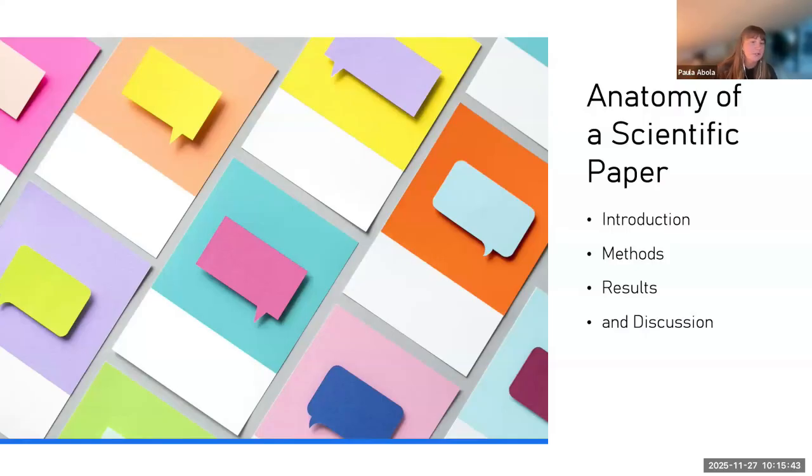So clinicians might just look at the results. Statisticians will like to look at the methods, and policymakers will probably look at the discussion section because it has these policy and clinical implications. Also, understanding the structure makes writing less overwhelming. You can approach one section at a time in building blocks.